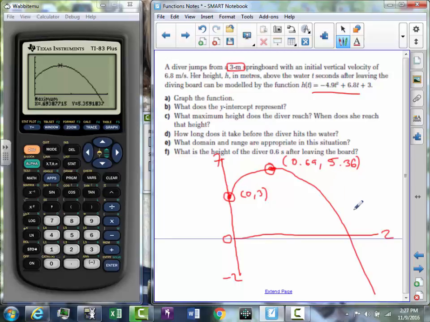Well, if I ask you how high the diver reached, which one of those numbers is how high she reached? No, the 5.36, because that's the y value, the height value. That makes sense. For the second half of the question, though, when does she reach that height? Yeah, after 0.69 seconds. After 0.69 seconds, that's how high the person is in the air.